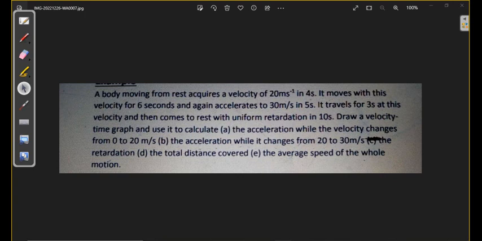A body moving from rest acquires a velocity of 20 meters per second in 4 seconds. It moves with this velocity for 6 seconds and again accelerates to 30 meters per second in 5 seconds. It travels for 3 seconds at this velocity and then comes to rest with uniform retardation in 10 seconds. Draw a velocity time graph and use it to calculate. Okay, so before even reading these down, first draw a velocity time graph.